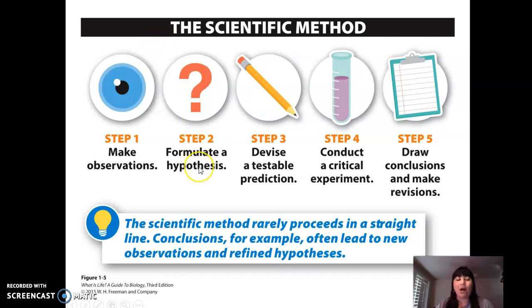Then you formulate a hypothesis. A hypothesis is an educated guess to answer your question. It's something that's testable, right? Then, if you're interested, and scientists are very interested in many things, you're going to devise a testable prediction, right? If this, then that. Then conduct a critical experiment.